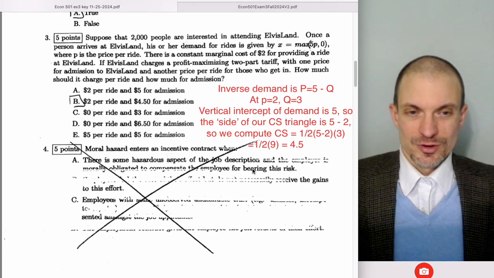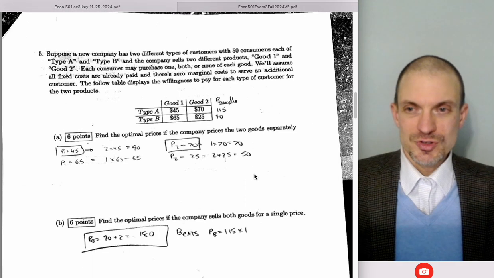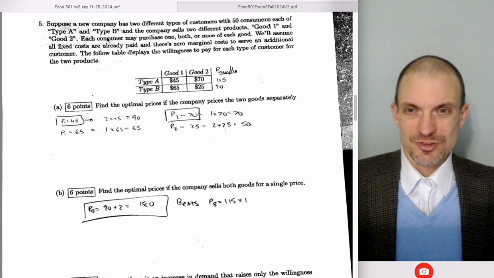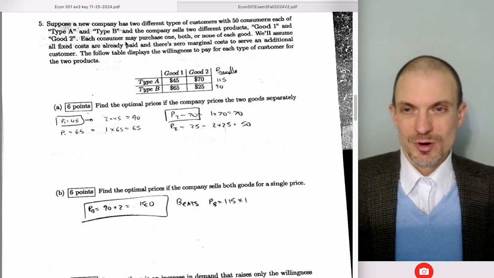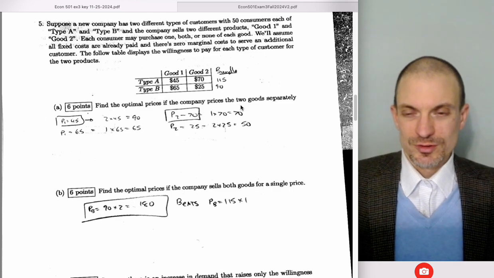Okay, so let's see. Now the longer form questions. This is a bundling question. Suppose you've got a company that has 2 different types of customers with 50 consumers of each type. The company sells 2 different products, good 1 and good 2. A consumer may purchase one, both, or neither good. We'll assume all fixed costs are already paid. And so we have the willingness to pay. We want to find the optimal prices if they price separately. Okay, so let's see.